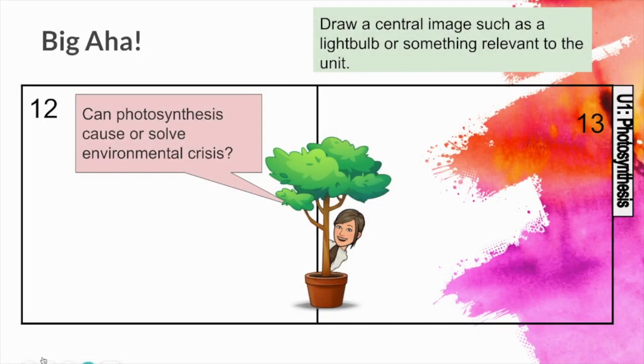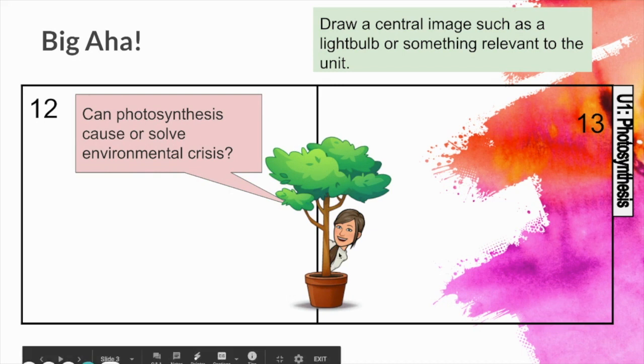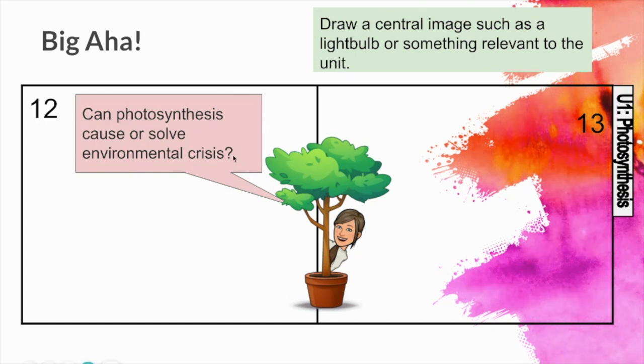Now, each unit will start with a unit cover page, and then the next page after the unit cover page will be 2 pages that will be called your big aha page. So for unit 1, we have our unit big ahas on page 12 and 13, and our big aha question is, can photosynthesis cause or solve environmental crises? What you'll do is you'll have a central image. So for example, I have this plant because it deals with photosynthesis. I've got my question. My question is in pink. And then you also have a little tab on the side that labels it so it's easy to find the beginning of each unit.